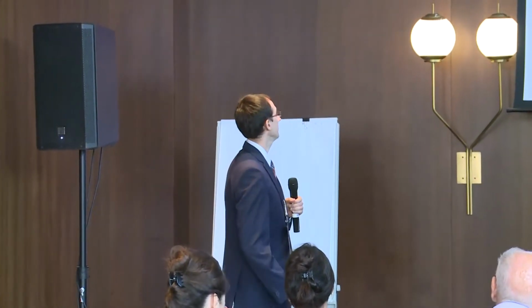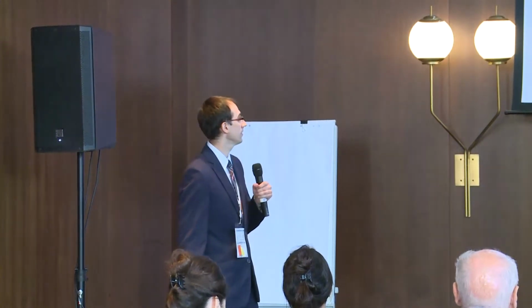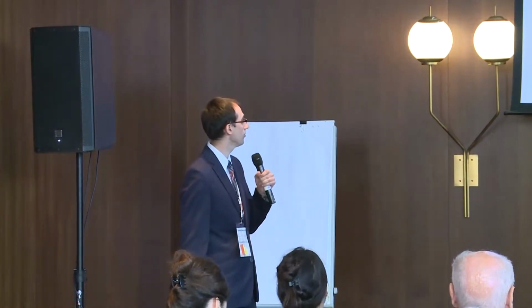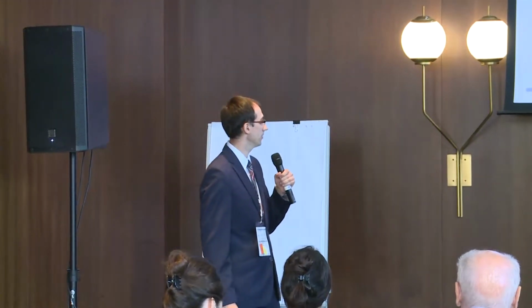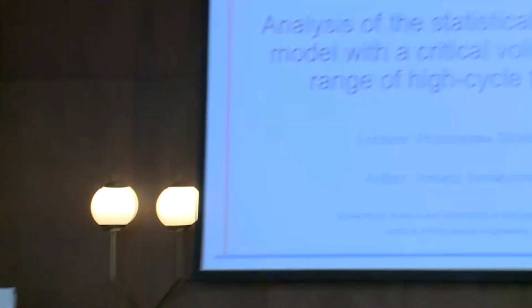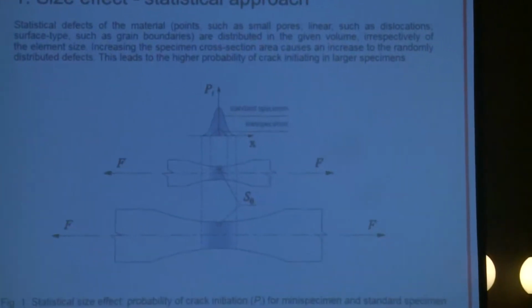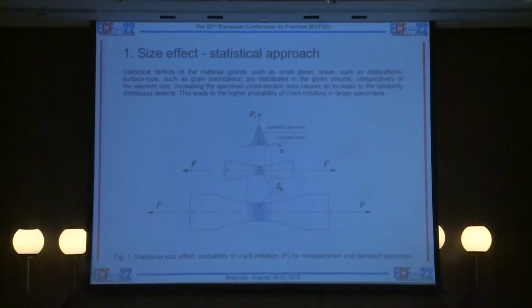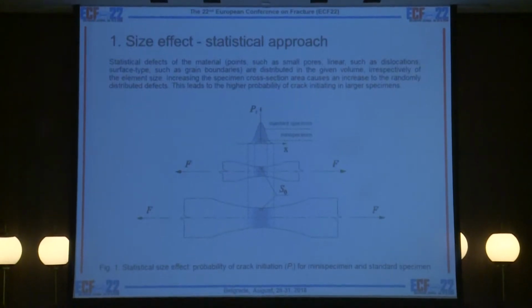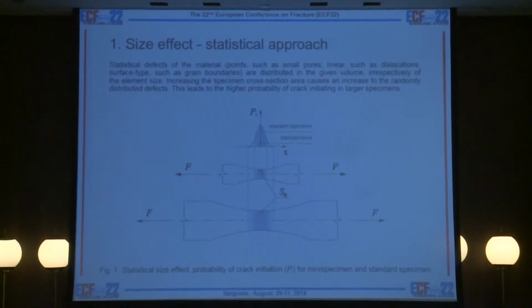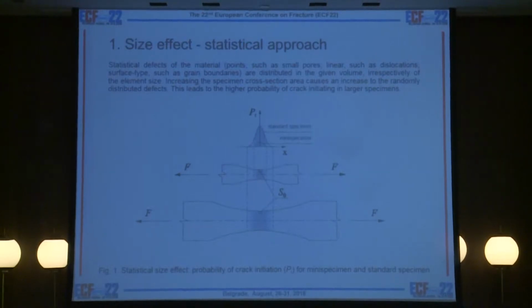The topic of the presentation is analysis of the statistical size effect model, which is a critical value in the range of high cycle fatigue. The statistical defects of the material, such as points, such as small pores, linear, such as dislocations, and surface type, such as grain boundaries, are distributed in a given volume, respectively to the element size.